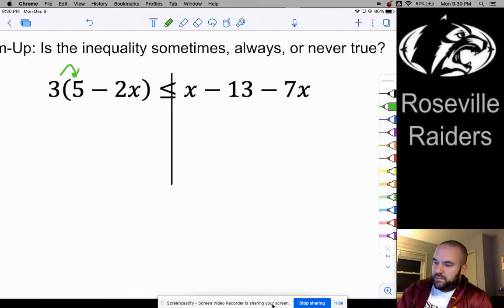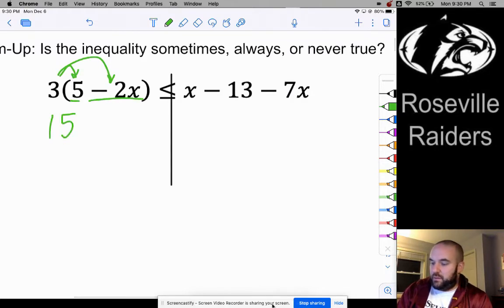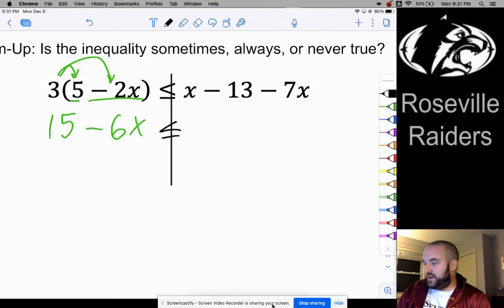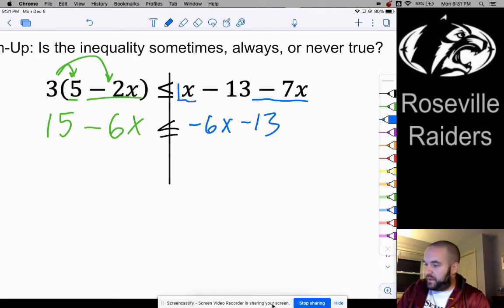We're going to distribute that positive 3 to my two terms, which are positive 5 and negative 2x. 3 times 5 is 15. 3 times negative 2x will be minus 6x. So that's my simplified left-hand side. And then to the right, I don't have to distribute, but I can combine those like terms. I've got 1x and minus 7x. So 1 take away 7 will be negative 6x. And then I have the minus 13 still remaining.